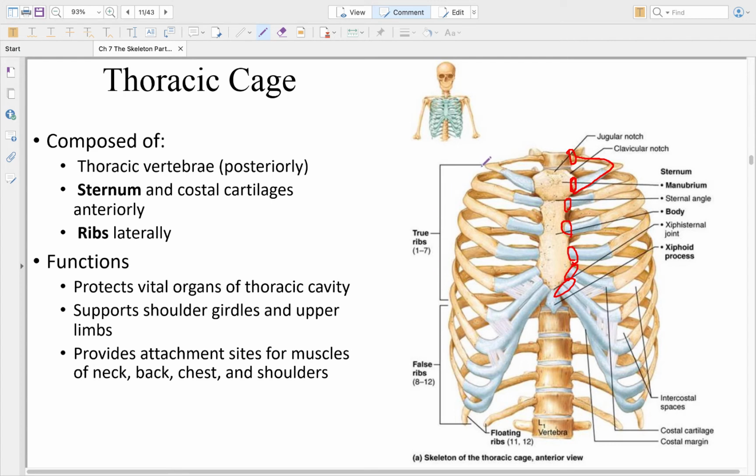In fact, all of the true ribs, 1 through 7, articulate with both the vertebral column and the sternum, and then the false ribs do not. They articulate with cartilage, and then we have 2 floating ribs. Now, ultimately, this cage is designed to protect your most vital organs, the lungs and the heart. And then, of course, all of our bones are there as sites for muscle attachment and protection.